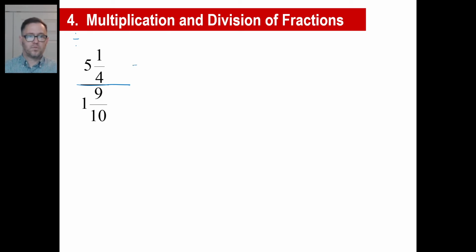Okay. Well, let's write this part new. So 4 times 5 is 20 plus 1, 21/4. And we'll divide this by, and let's go ahead and put divide. Same thing. 1 and 9 tenths. 10 times 1 is 10 plus 9 is 19. 19 tenths. So that means 21 over 4 times 10 over 19.